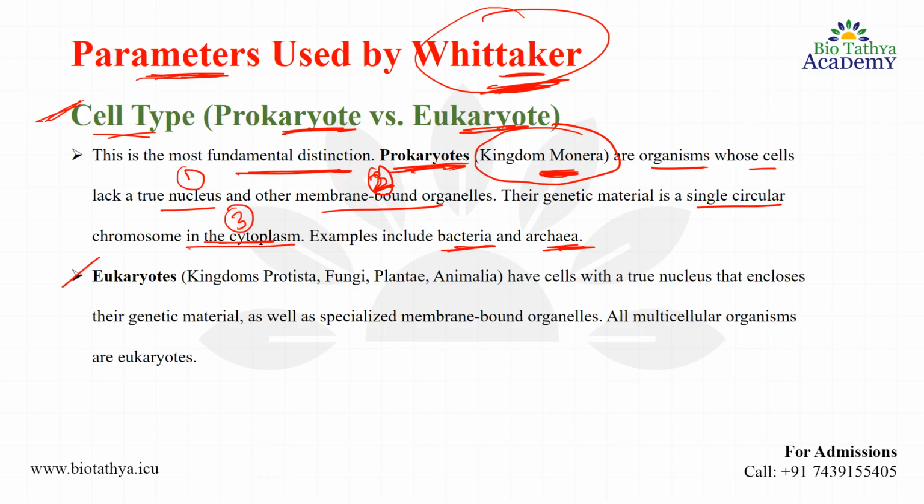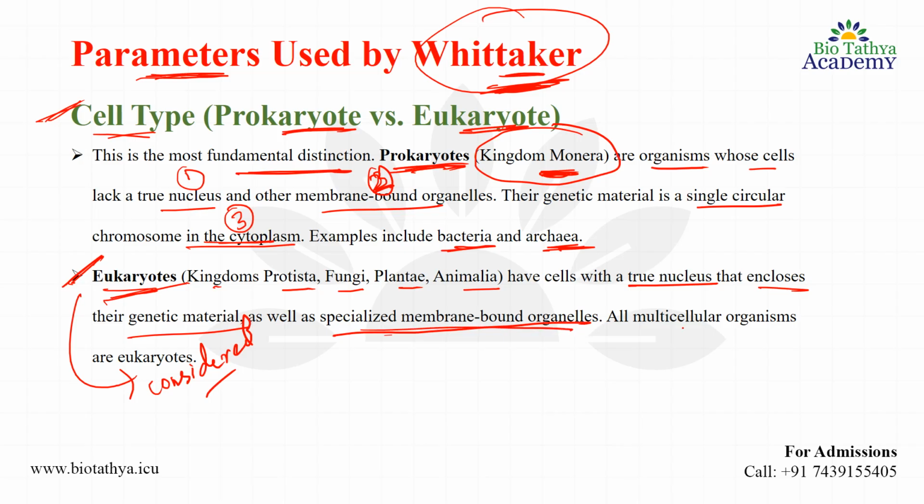Then he thought about the eukaryotes. In eukaryotes, kingdoms like Protista, fungi, plantae, and animalia were all placed as eukaryotes. They were considered as eukaryotes because they had all these things which were lacking in prokaryotes. They have cells with a true nucleus that encloses the genetic material, as well as specialized membrane bound organelles. All multicellular organisms are eukaryotes. Okay, you got a clear cut idea about the cell type.